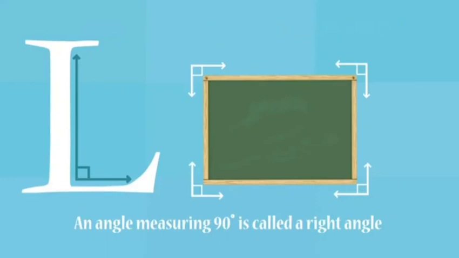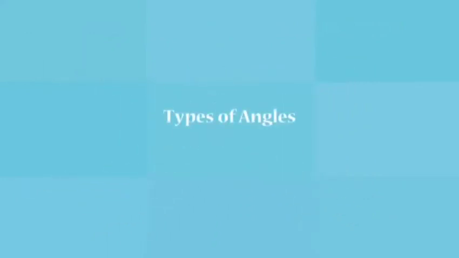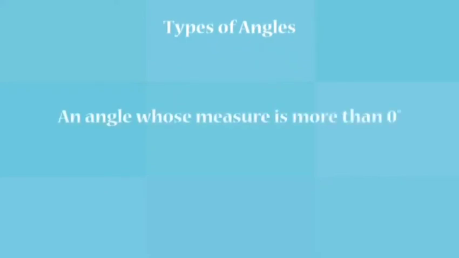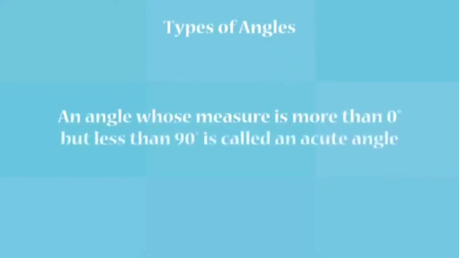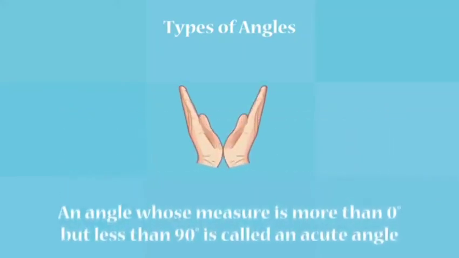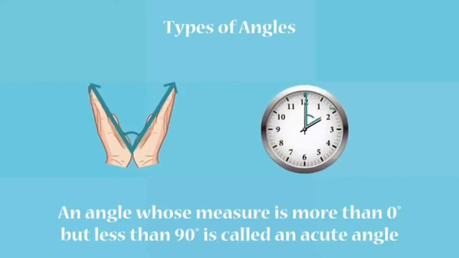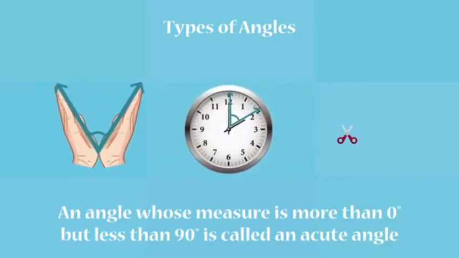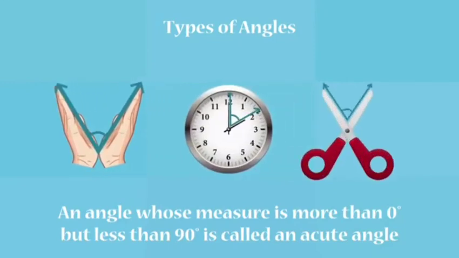That's one type of angle. Let us learn about other types of angles. An angle whose measure is more than 0 degree but less than 90 degree is called an acute angle. Try to form a small V using your palms. It will form an acute angle. The hands of the clock at 2 o'clock, blades of a scissor are all examples of acute angles.